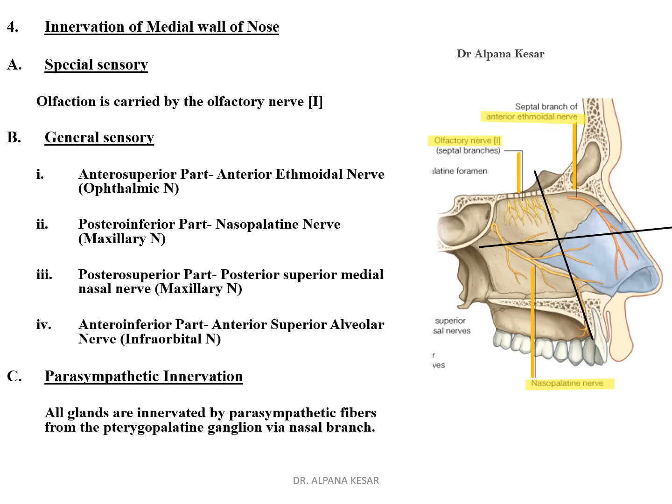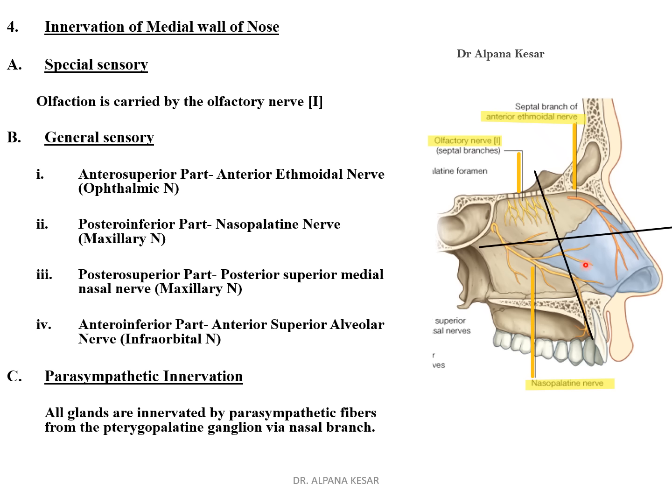Innervation of the medial wall of the nose. Special sensory innervation of the medial wall of the nose is by olfactory nerve. Olfactory nerve carries olfaction or sense of smell from the upper region of the nasal septum where the olfactory receptors are distributed. The general sensations of touch, temperature, and pain are carried by four different nerves.